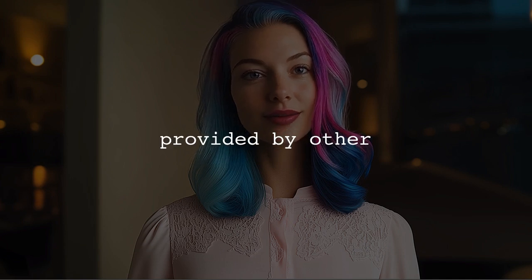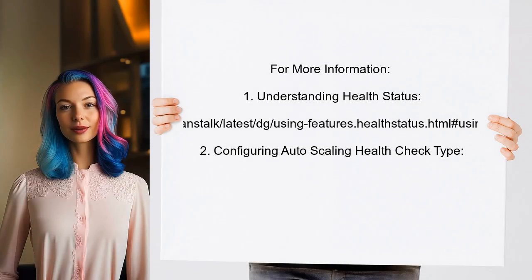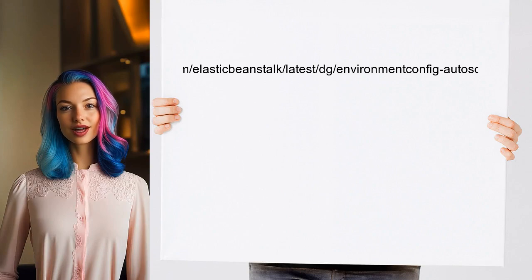Now, let's look at the answers provided by other users. An alternative solution provided by another user involves using AWS auto-scaling with elastic load balancing, or ELB. They explain that if ELB detects an unhealthy instance, auto-scaling can automatically replace it, provided it's configured to use ELB health checks instead of the default EC2 checks. For detailed steps on configuring these settings, the user recommends checking the official AWS documentation links provided.